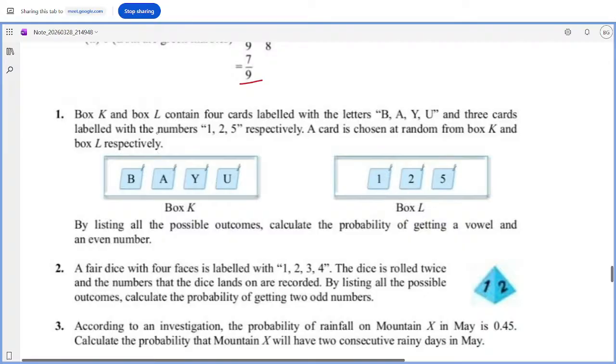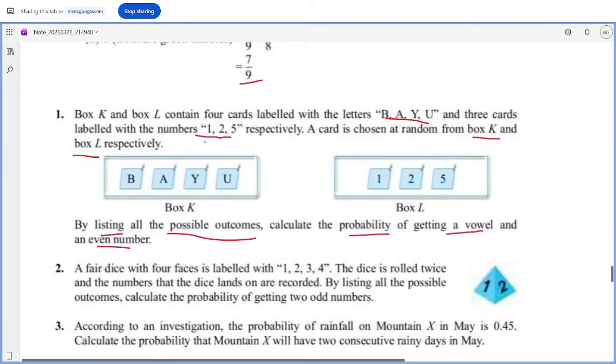Okay, so they say box K and box L, they contain 4 cards labeled with letters and also 3 cards labeled with 1 to 5. Okay, so basically 4 and 3 here. And they say choose randomly from box K and box L. Okay, so they want you to list the possible outcomes. Okay, when the question says like this, make sure you guys list. Don't suddenly make the number appear there. How the number come from, you must list down all your sample space one by one. Okay, they want you to get vowel and also even number.